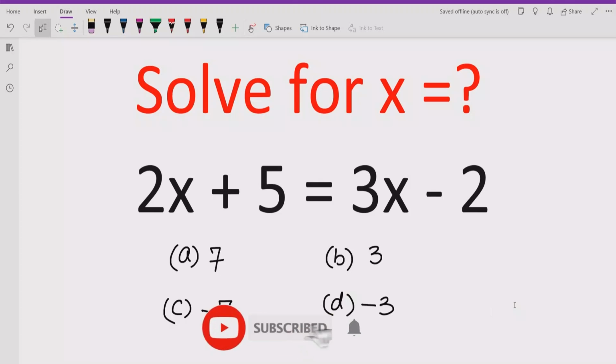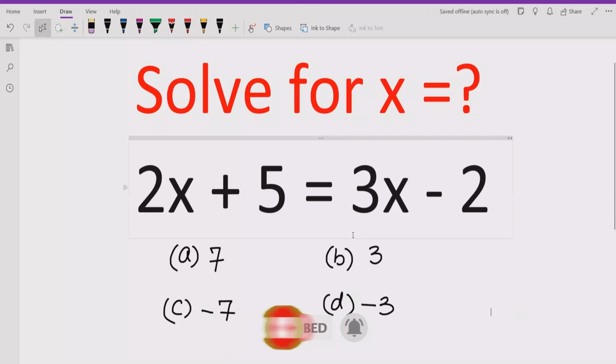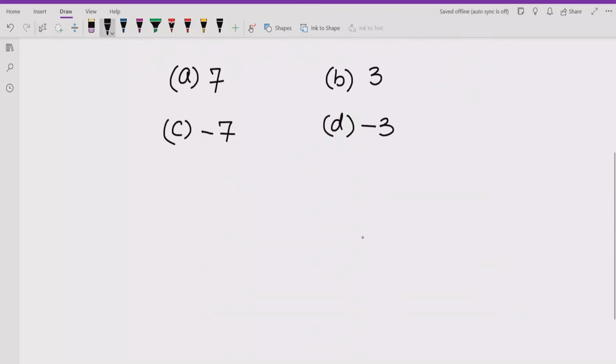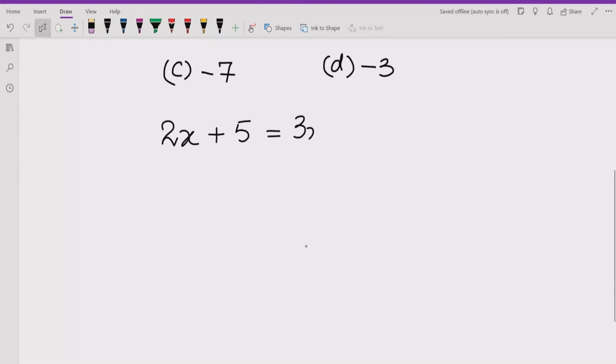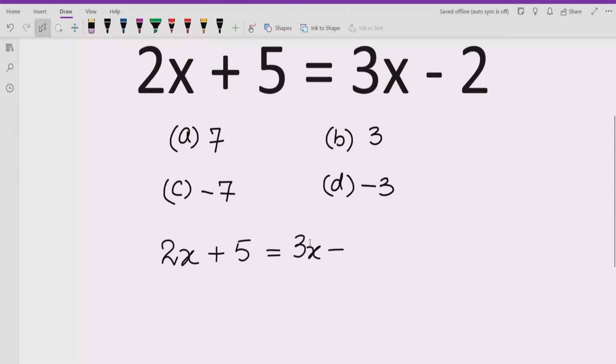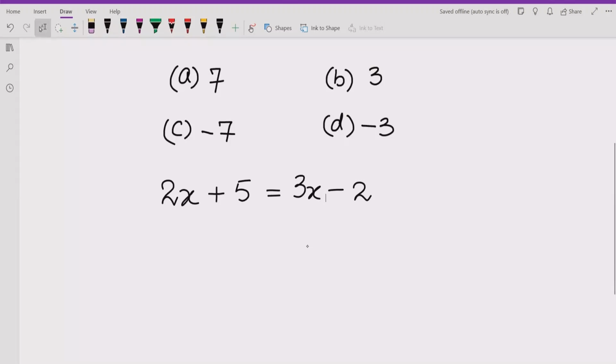So now let's start finding this expression, solve for x. So here we have 2x plus 5 here and 3x minus 2, right? So here we first have to make the same terms on one side, and the constant terms on the other side.